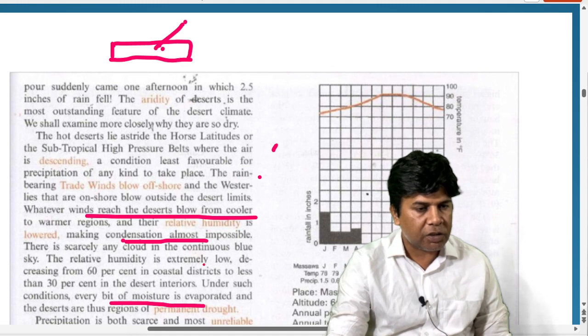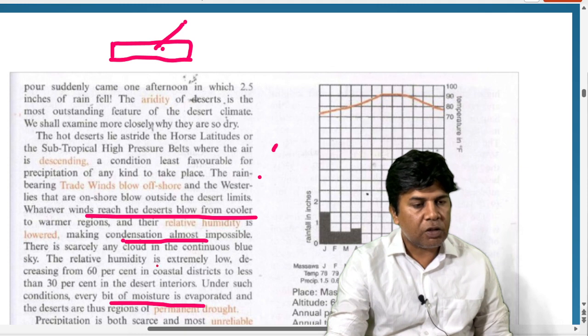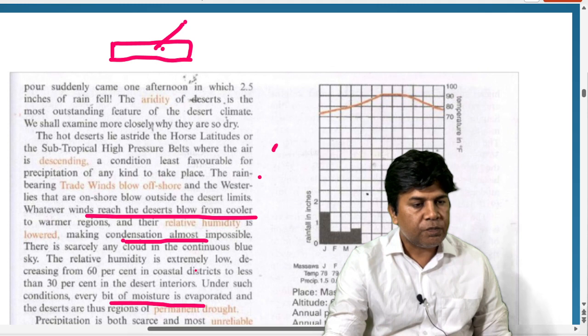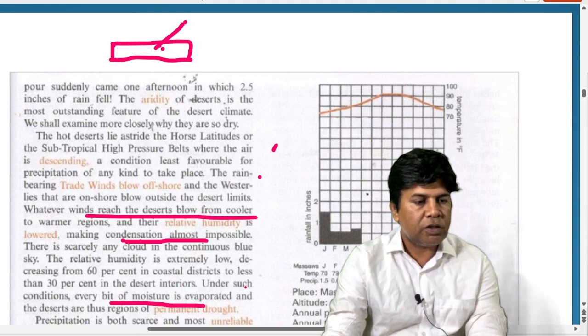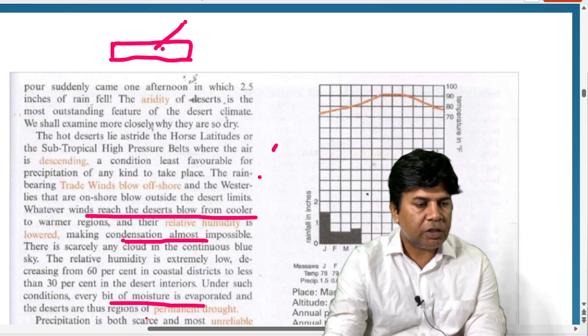The relative humidity is extremely low, decreasing from 60% in the coastal district to less than 30% in the desert interior. So definitely in the coastal areas, because you have a lot of evaporation, that's why the relative humidity is more in the coastal area compared to the continental interior, where there is no water body. So under such condition, every bit of moisture is evaporated and the desert thus is a region of permanent drought.